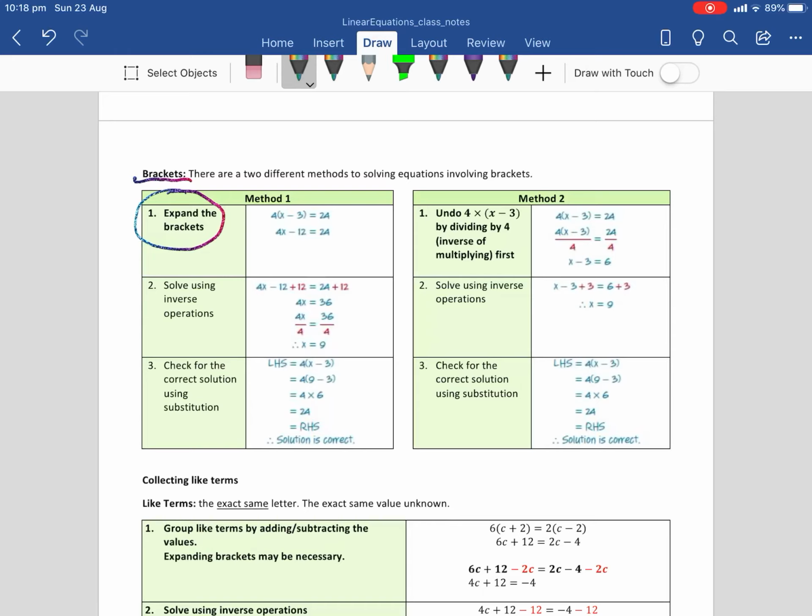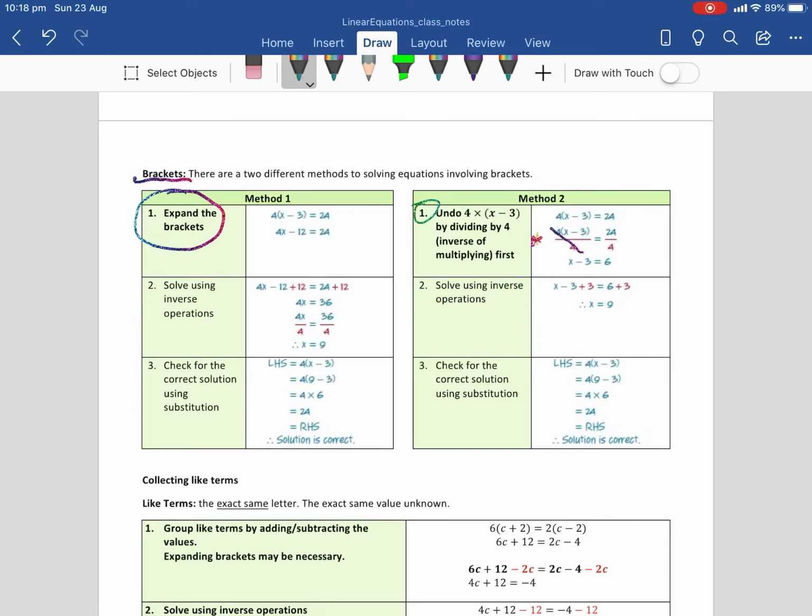Okay, so for this one, number one, we've got 4 times everything inside the brackets. Okay, so to get rid of that 4, you can just divide both sides by 4, and that gets rid of it, so you no longer have brackets. Okay, because that goes away, it cancels each other out, so you get x minus 3 equals 24 over 4, which is 6.